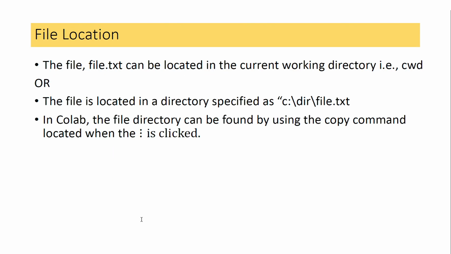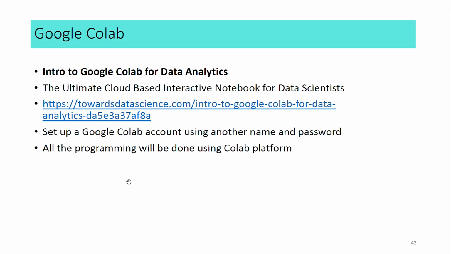So the file location: the file can be located in the current working directory, i.e. CWD, or the file is located in a directory specific to a C colon path. In Colab, the file can be found using the copy path command, located when the three dots are clicked. So Google Colab, you will look into it, introducing Google Colab for data analytics.